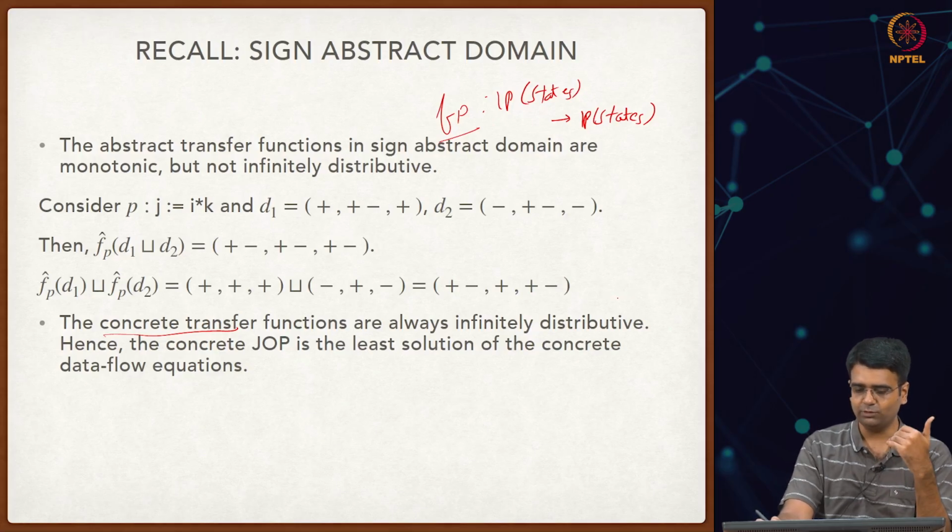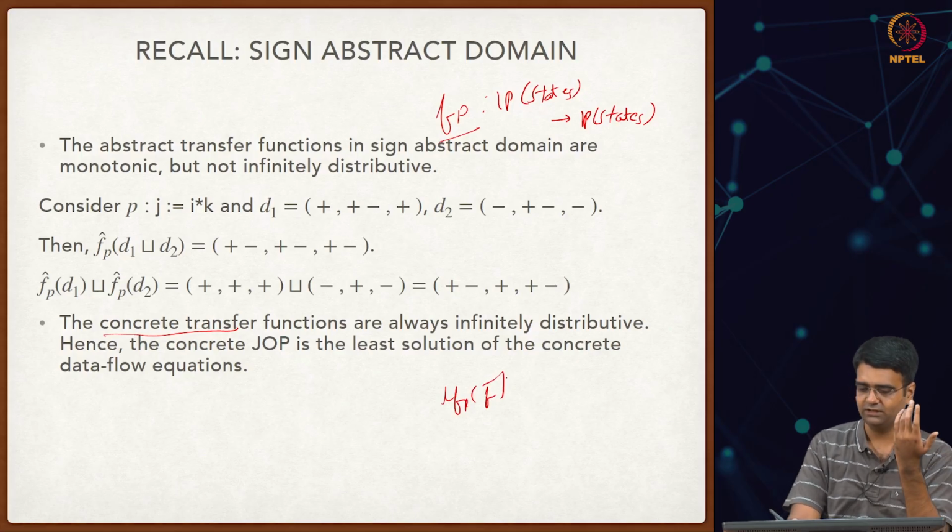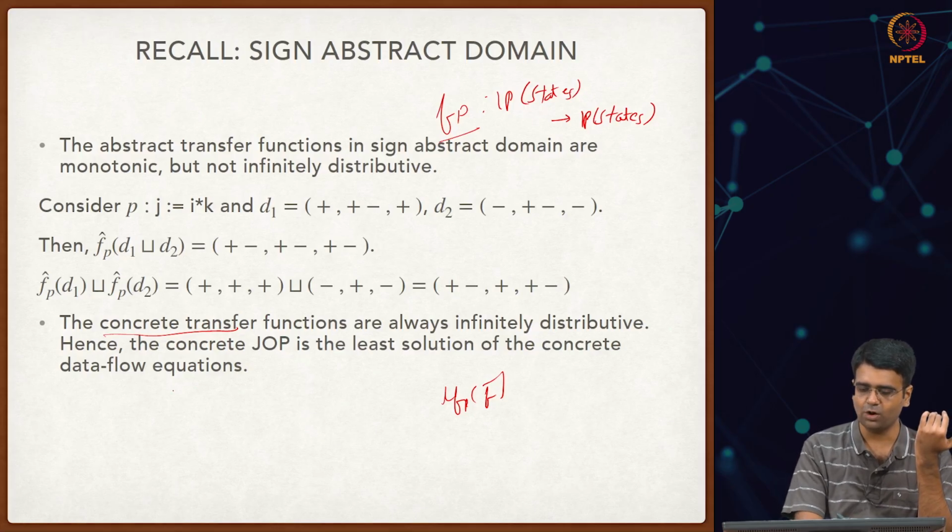Since they are always going to be infinitely distributive, if you take LFP of f bar, where this f bar is composed of the concrete transfer functions, then you get the concrete GOP. In fact, you will get the least fixed point of the concrete data flow equations, and since the concrete transfer functions are always infinitely distributive, you will actually get the concrete GOP.